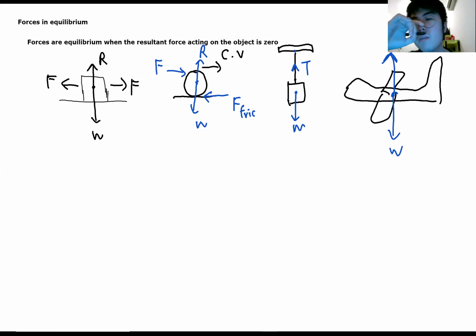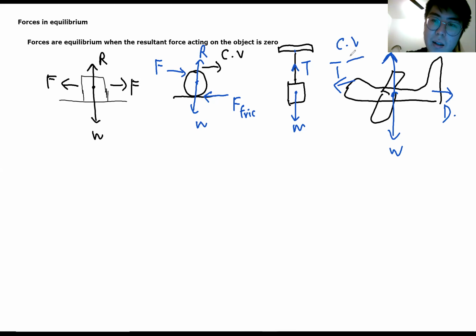So you have lift from the wings. And then thrust is from the engine. And drag is the air resistance. Okay, so if the airplane is moving at constant velocity, then the thrust and the drag are the same. Then they move at constant velocity. So all these are balanced systems.